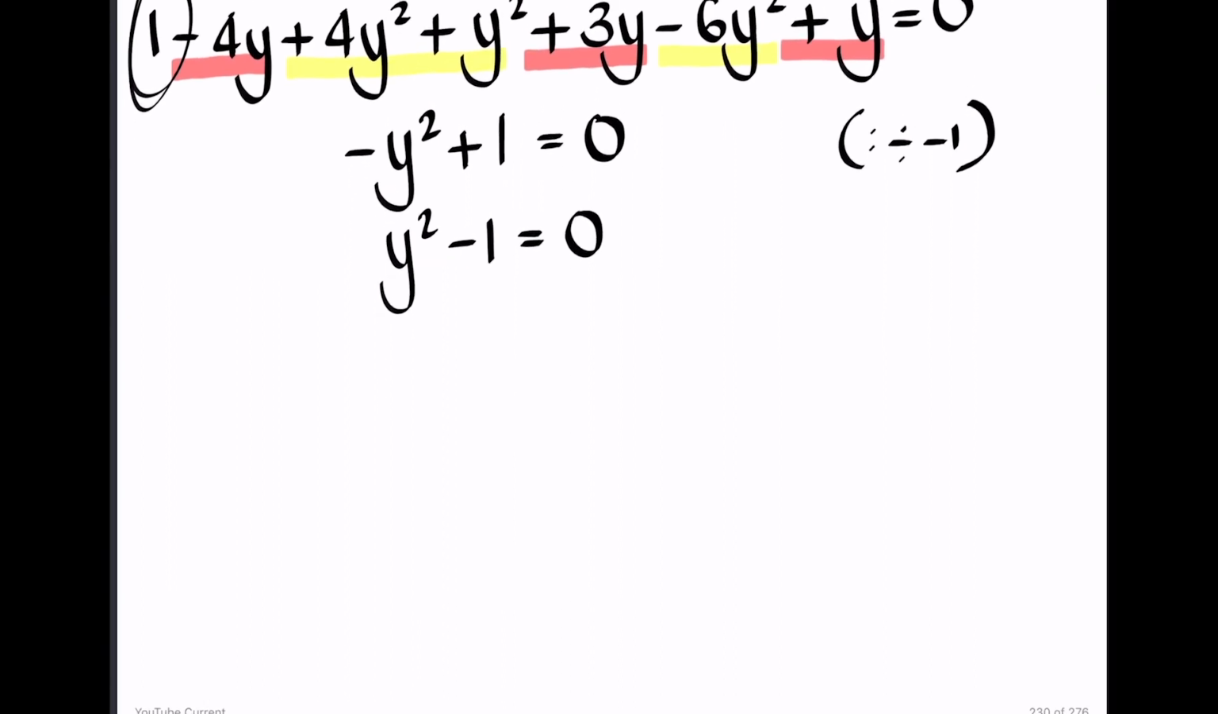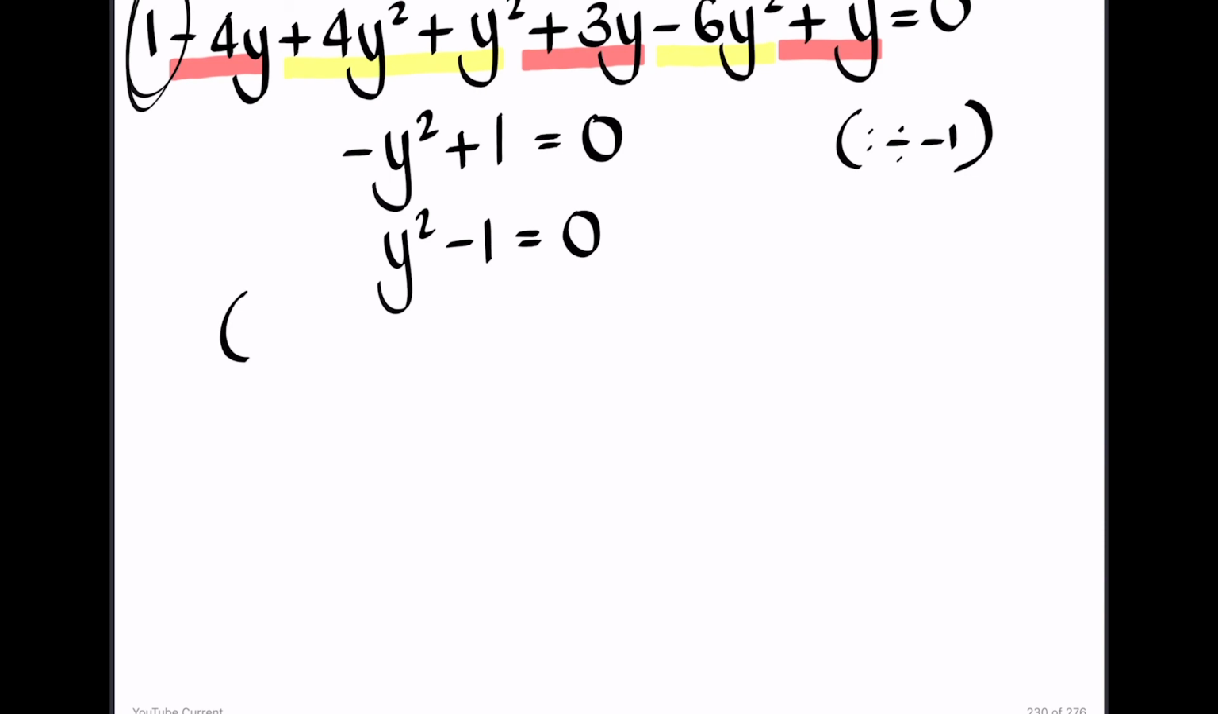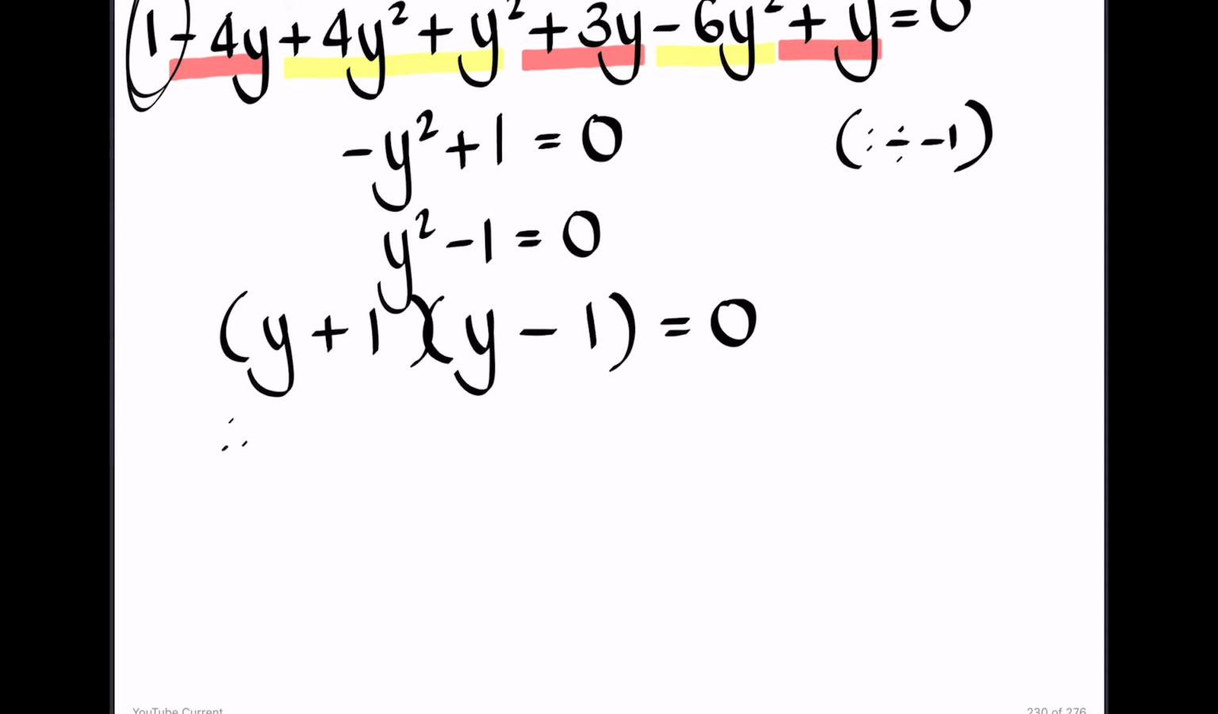Now I have the difference of two squares, which means that I'm going to have two brackets, one with a plus, one with a minus. The y squared gets factored into y and y, the 1 as 1 and 1. Therefore, y is equal to negative 1, or y is equal to positive 1.